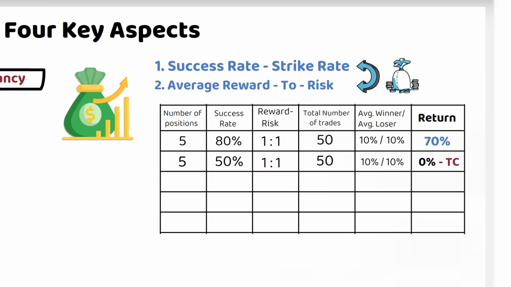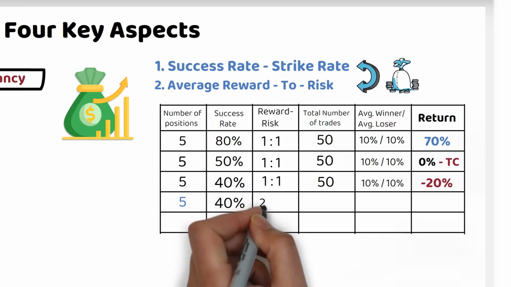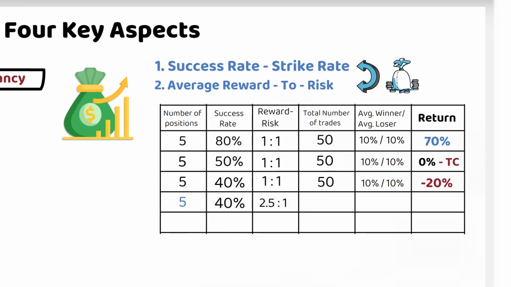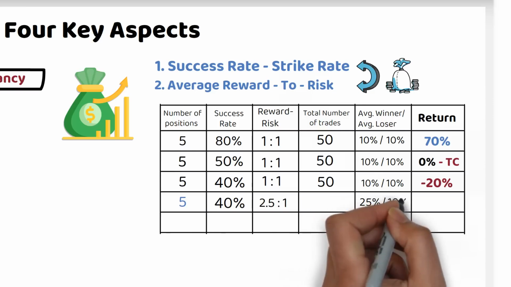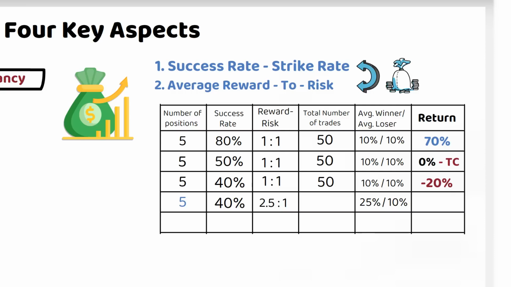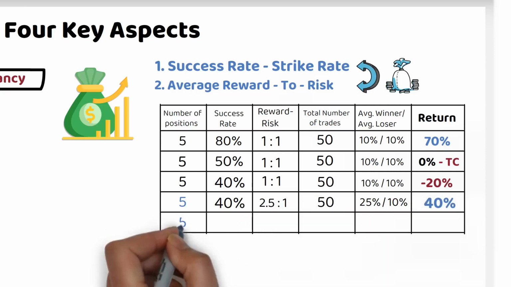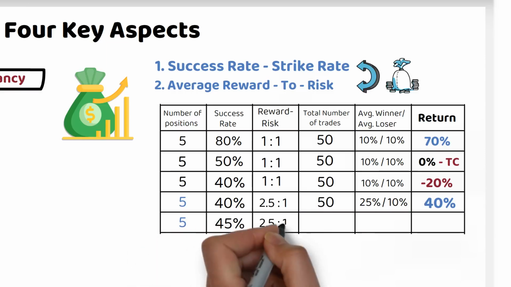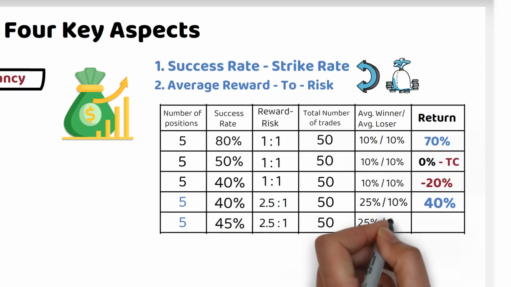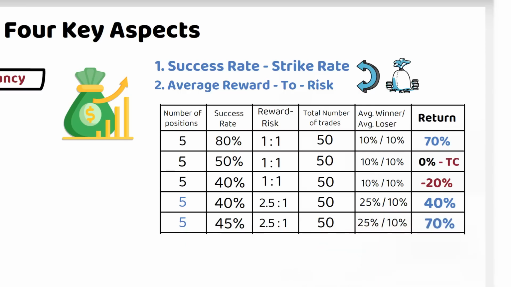With a success rate of 40%, the returns will drop to negative 20%. On the flip side, with a success rate of 40%, if you can maintain a reward to risk of 2.5 to 1, equal to gaining 25% on winning trades and losing 10% on losing trades, you can achieve a return of over 40% over a series of 50 trades. With just a 5% strike rate increase to 45%, the return would go to over 70%.